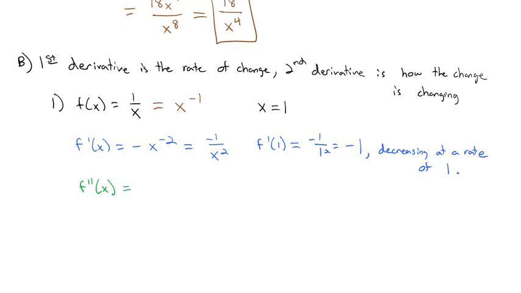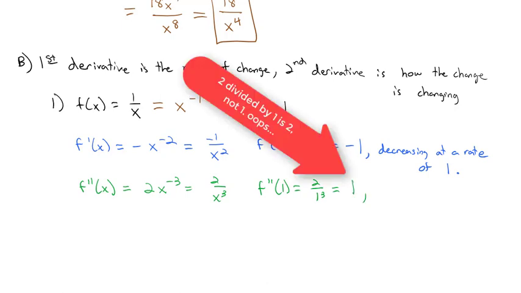Well, the second derivative, bringing the negative 2 out front, gives us negative 2x to the negative 3, which is positive 2 over x cubed. So our second derivative at our point of 1 is 2 over 1 cubed, or 2 divided by 1, which is positive 1. What I notice here, and what's most important to me, is the fact that this is a positive 1, which is the opposite of the first derivative. That means they're working against each other.